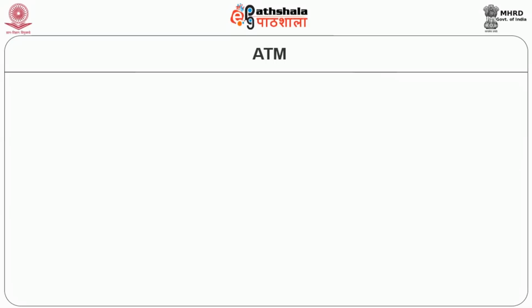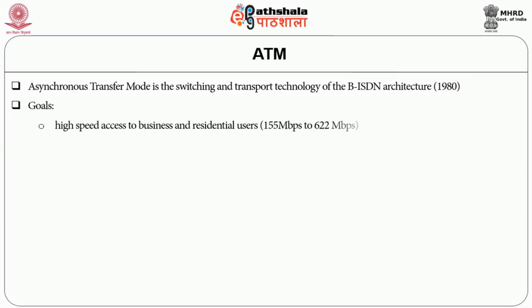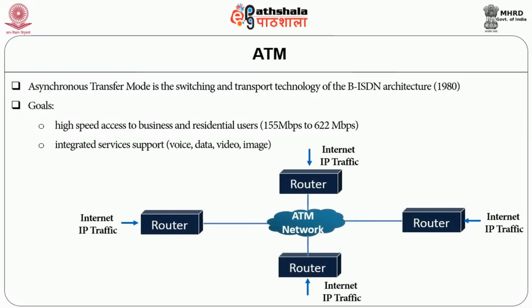Now after finishing ISDN, let us see what is ATM. ATM stands for asynchronous transfer mode. That is the switching and transport technology of B-ISDN, Broadband ISDN. We have seen the speed in the architecture, and the goal was to provide high speed access to business and residential users, starting from 155 Mbps to 622 Mbps. And this integrates all the services like voice, data, video, image, even animation, etc.